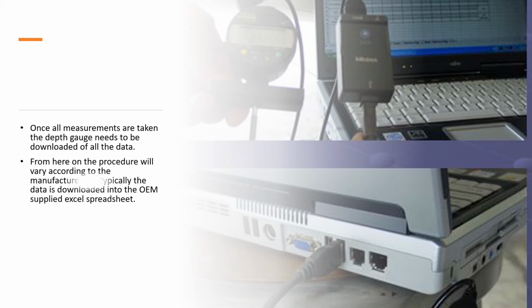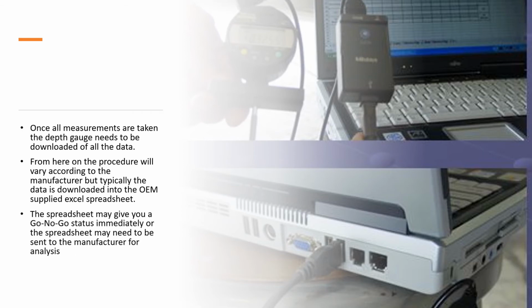Once all the measurements have been taken, the depth gauge now needs to be downloaded of all the data. Now from here the procedure will vary according to the manufacturer, but typically the data is downloaded into the OEM supplied Excel spreadsheet, and you'll find the data from the depth gauge automatically pre-populates the spreadsheet cells. Now it depends on the manufacturer, but the spreadsheet may give you a go, no-go status immediately, or the spreadsheet may need to be sent away to the manufacturer for analysis, and then they'll come back to you with the results.